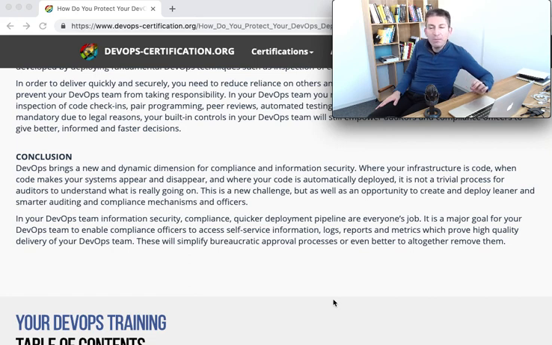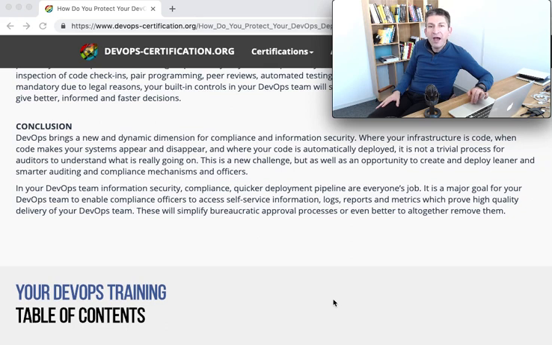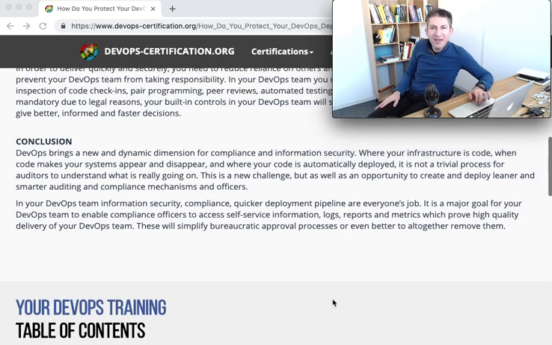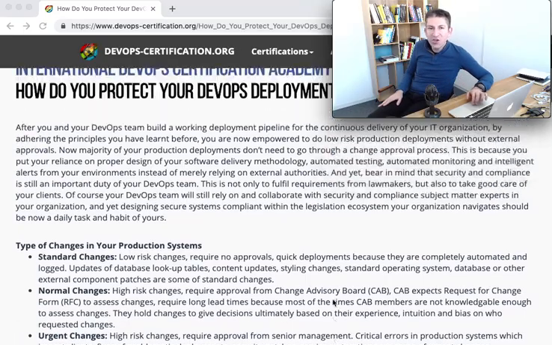It's not only somebody else's job or a few members of your team's job. It's the complete DevOps team's job. It's a major goal for your DevOps team to enable compliance officers to access all self-service information, logs, reports, and metrics, which prove high quality delivery of your DevOps team. This will simplify bureaucratic approval processes, or even better, hopefully someday they will remove all these approval processes and your team will own all the changes as standard changes.